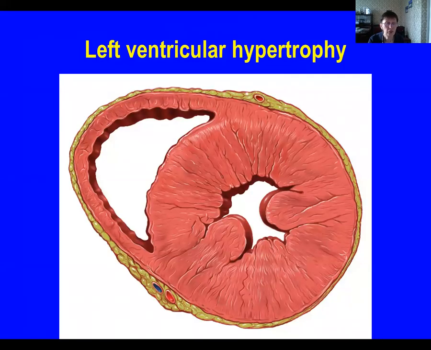This is the picture which shows us left ventricular hypertrophy. It means thickening of the wall of the left ventricle. There is a cross section of the heart. Here is the left ventricle, this very thick wall, and here is the right ventricle. Its wall is much thinner.